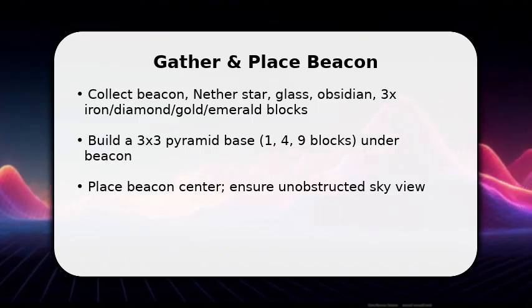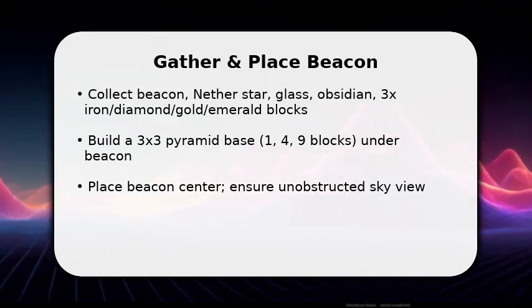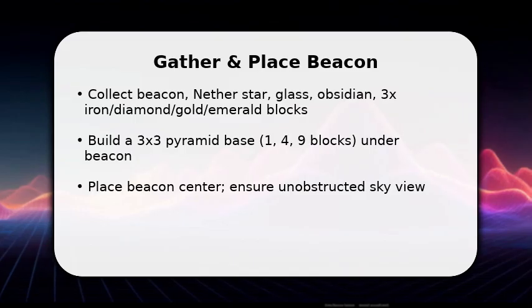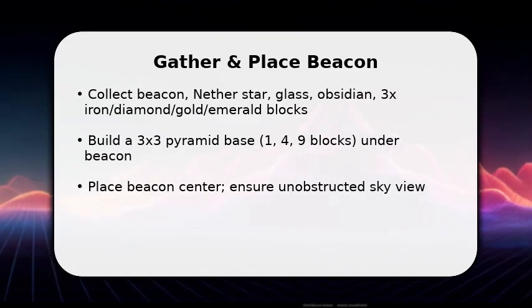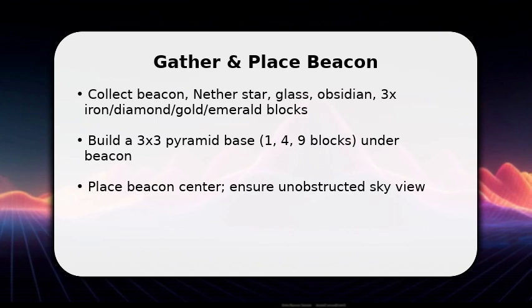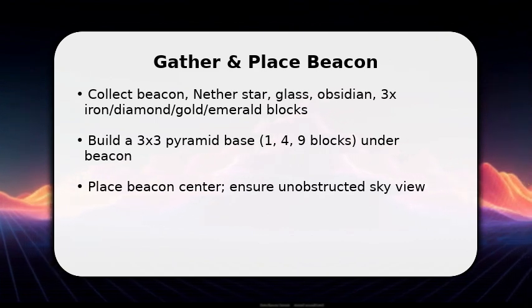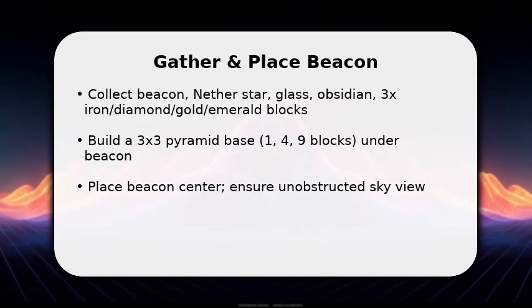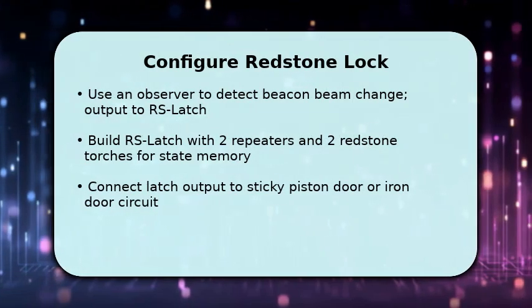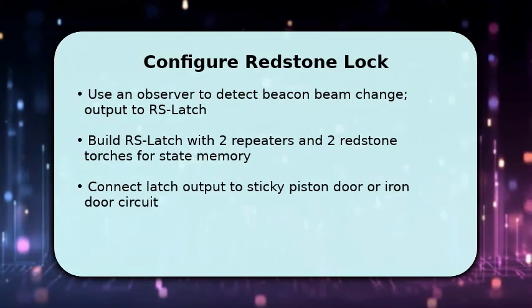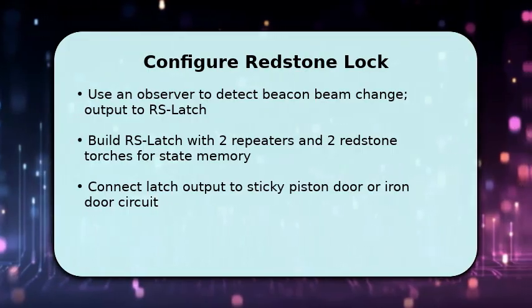Once done, place the beacon on the pyramid center and open its UI to confirm it shows a beam. This initial step both powers the beacon and lets you later read its pulse for lock logic. Now you'll convert the beacon state into a redstone signal that locks a door. Place an observer facing the beacon beam so it pulses when you change effects.